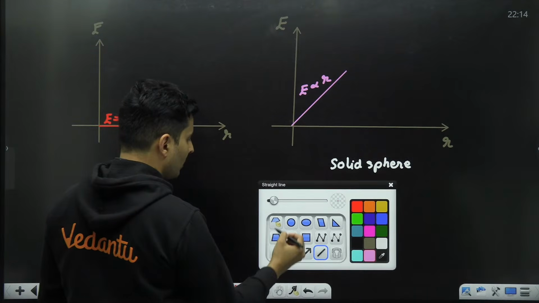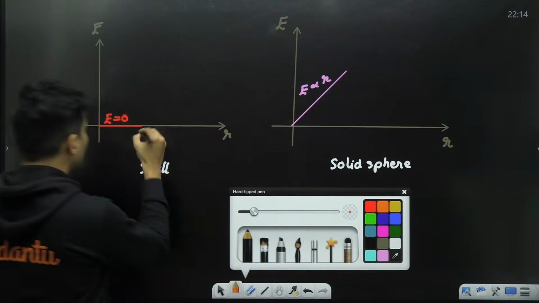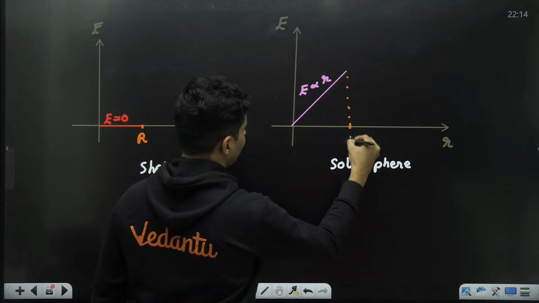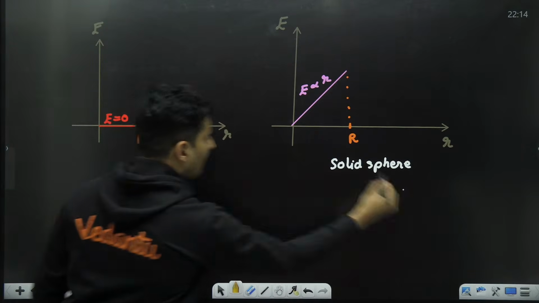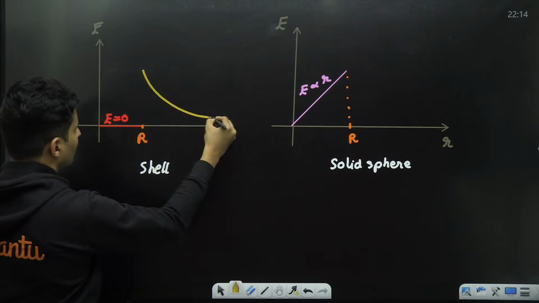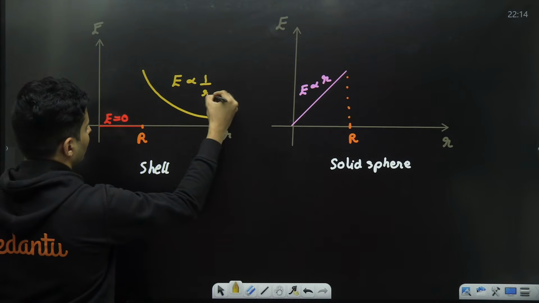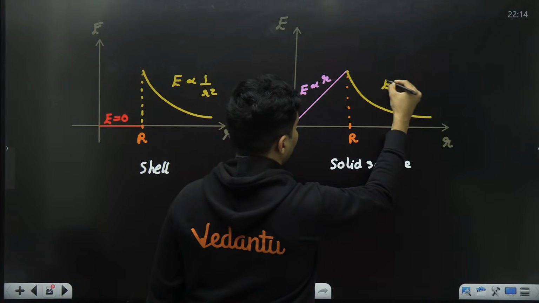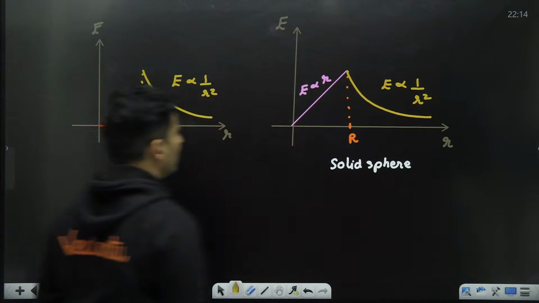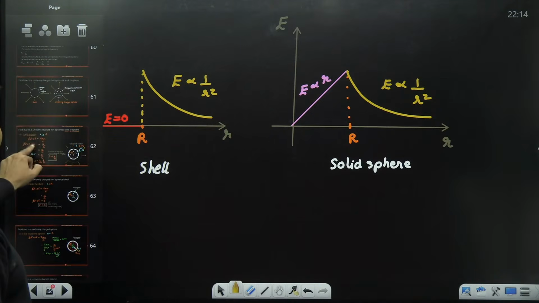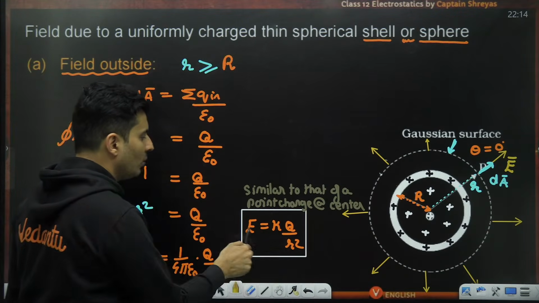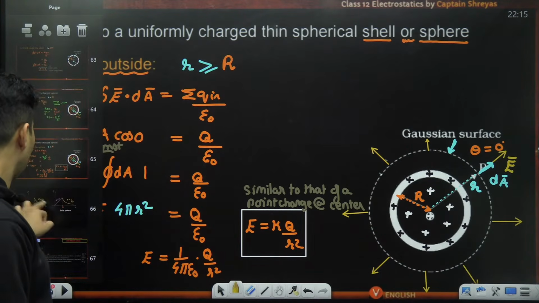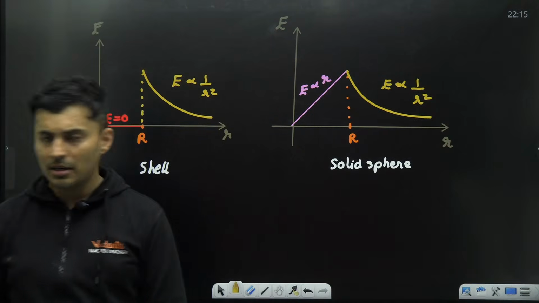But the moment you reach the surface, which is radius r, then outside it is just inversely proportional to r square. So it will go like this. Electric field is inversely proportional to r square, as you can see over here. It just behaves like a point charge. It is inversely proportional to r square when you are outside the shell or the sphere. This is how the graphs look like. This is absolutely clear, my dear students.